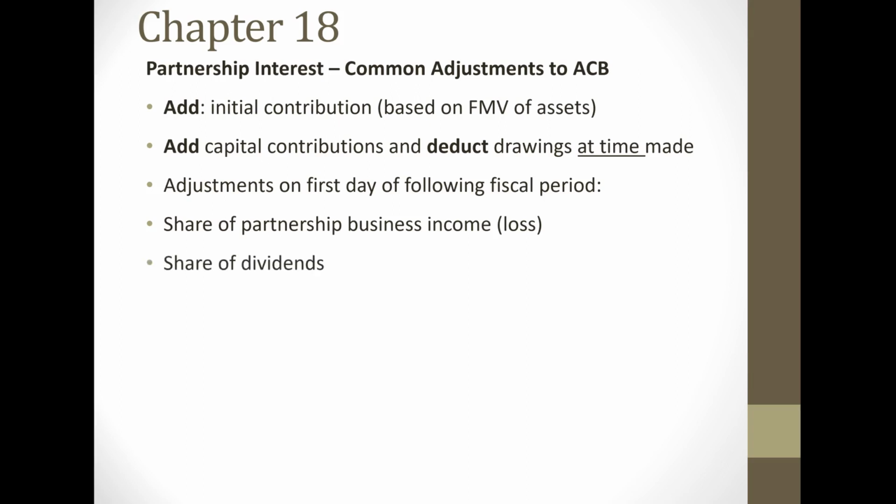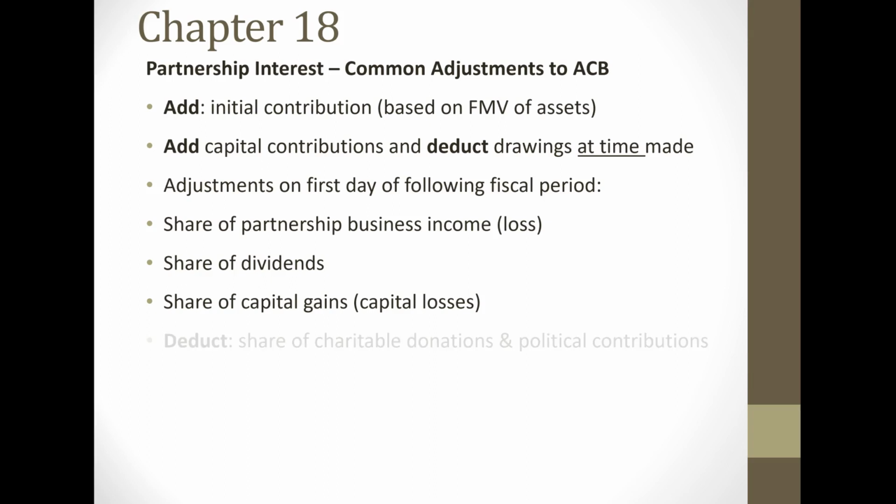Also, for any dividend income, capital gains, capital losses, the partner's share of those amounts would not be adjusted to their adjusted cost base until the first day of the following fiscal period. And we're going to look at an example to bring this into light in a few minutes. Also, if the partner is going to be allocated some amount of charitable donations or political contributions, those would be considered deductions to the partner's adjusted cost base of their partnership interest. And once again, this adjustment would not be done until the first day of the following fiscal period.